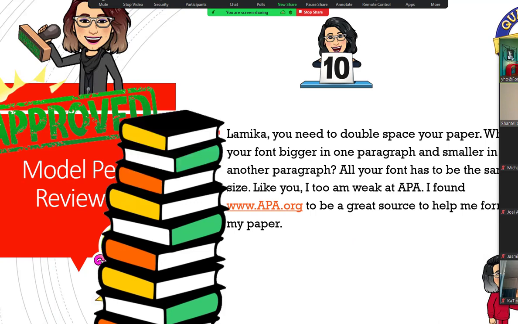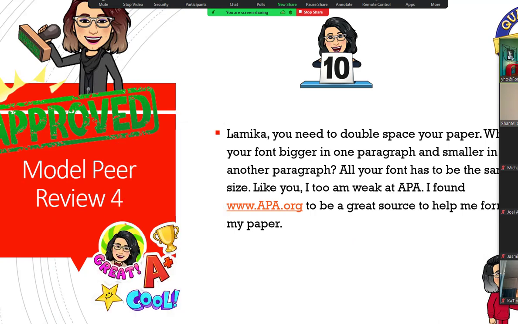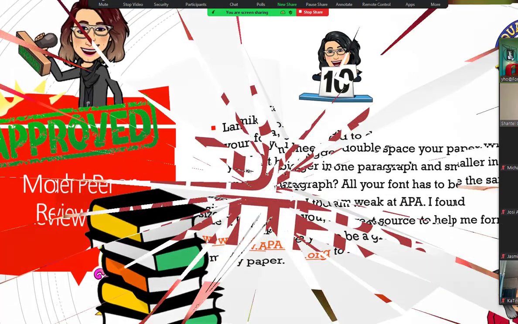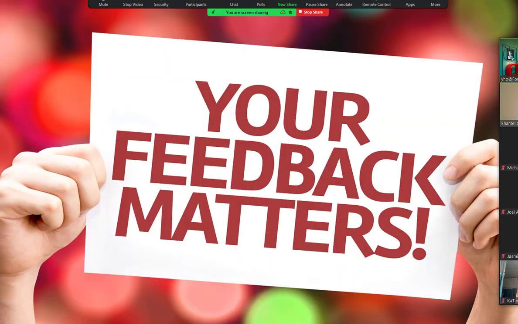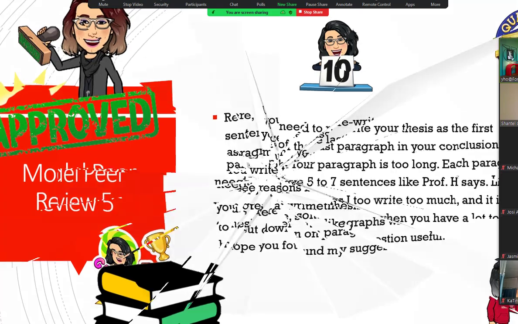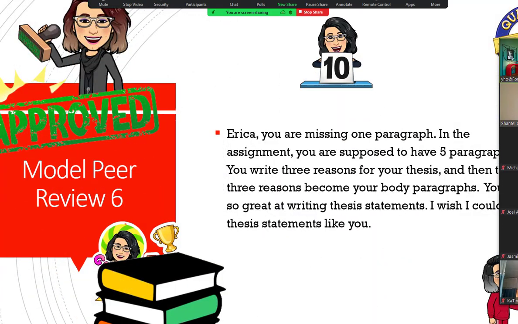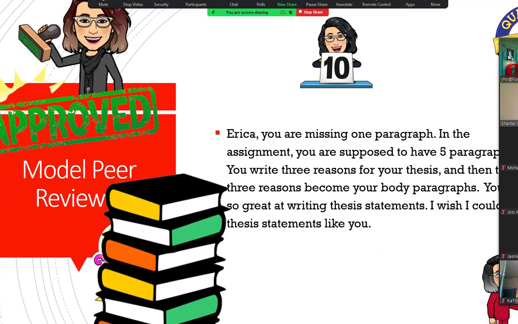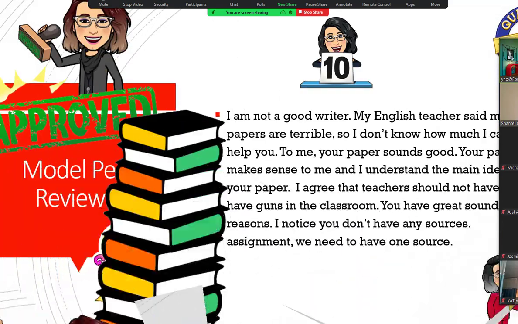And then another example is, "Lamika, you need to double space your paper. Why is one font bigger than the other? And you can go to www.apa.org for feedback." "Riri, you need to rewrite your thesis because your paragraph is too long. Professor H says that you have to have shorter paragraphs, so you need to cut down your paragraphs." "Erica, you are missing a paragraph. You only have 4 paragraphs in your essay, and this is supposed to be a 5-paragraph essay."